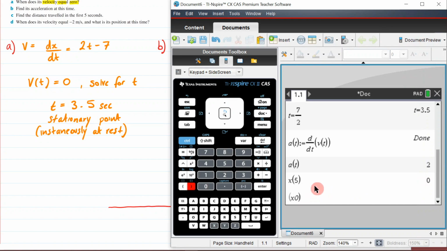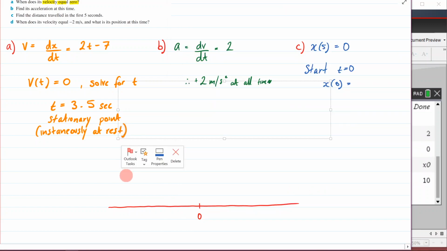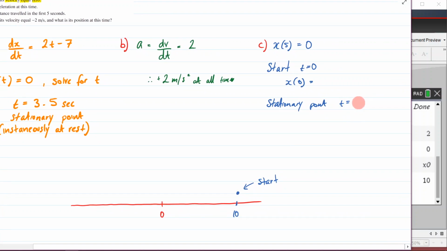x of 0. There we go. 10. So that means I'm starting at 10. This is my starting point. Start here. I also know that I have a stationary point. My stationary point occurs when t is equal to 3.5. Now, 3.5 is a smaller number than when t was equal to 5, right? So I stop before I get to this 5. So I need to consider that.